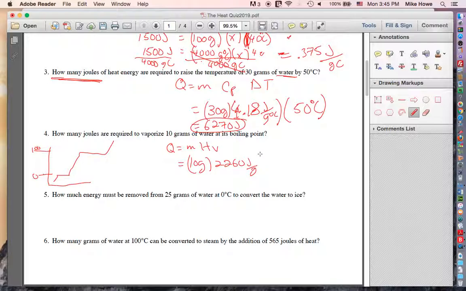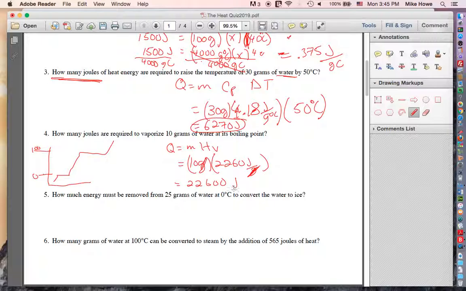But we don't know how many joules. We don't, but we can find it by multiplying. So 10 times that gives us 22,600. Since grams multiplied by J over g would cancel out the grams, just like moles used to cancel out, you'd have joules left in your answer, and that's your final answer.